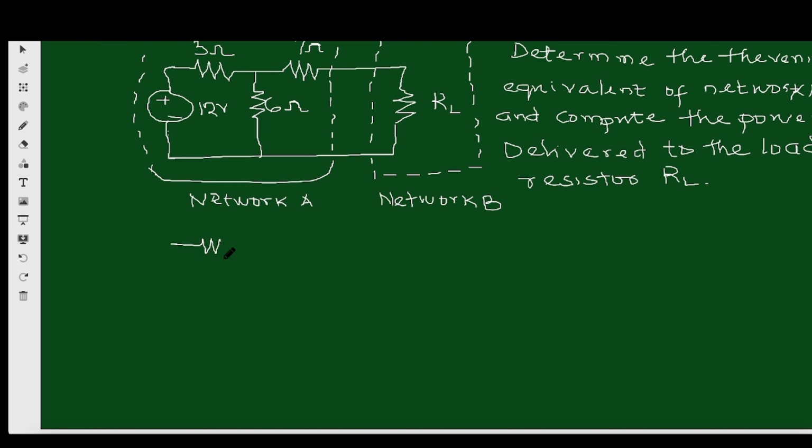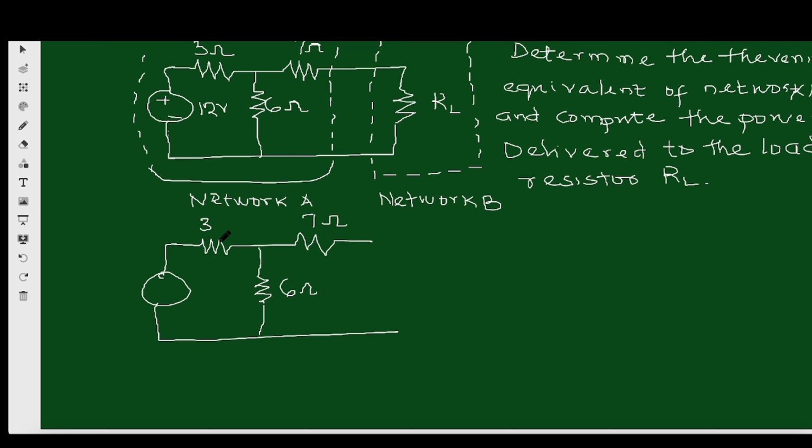So when we disconnect this, what do we have? We have the 3 ohm resistor here. I'm only drawing network A, so network A ends here. I have the 12 volt voltage source, and I have 6 ohms, 7 ohms, 3 ohms here, and 12 volts. So I've disconnected network B, and I want to get the equivalent for this network.